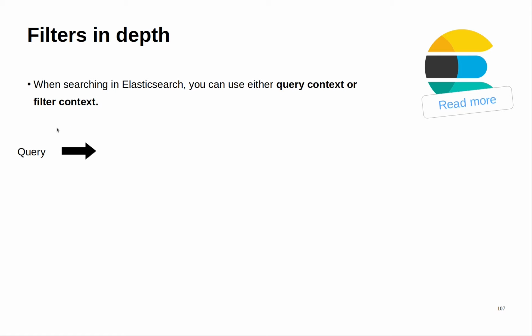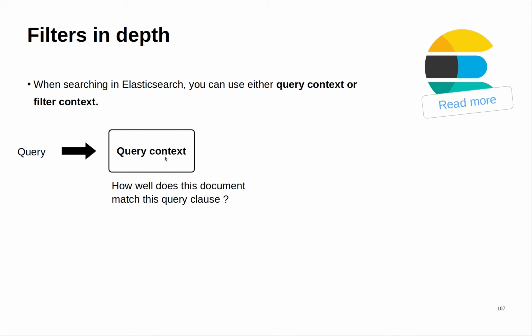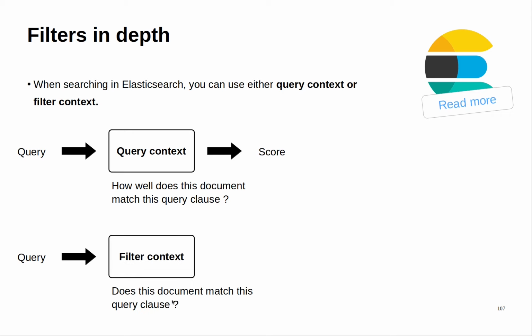Let's start with the query context. Here you have the user's query. After that, the query context tries to answer this question: how well does this document match this query clause? Each document receives a score, with the highest scores indicating the most relevant documents. In contrast, the filter context focuses on the question: does this document match this query clause? Here, the result is binary. Either the document is relevant or it is not.